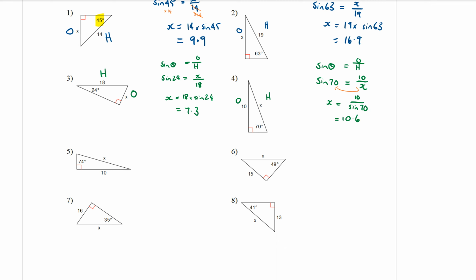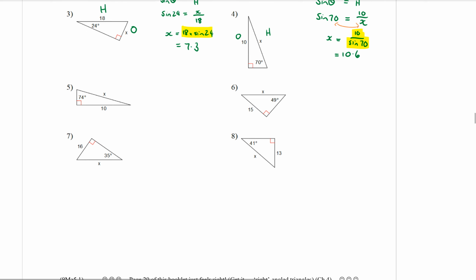Okay, so just remember, if the x is on the top, it means that you times the 2 things together. However, if the x is on the bottom, it means that you divide them. So there are actually 2 slightly different types of questions in here. So let's try question 5.